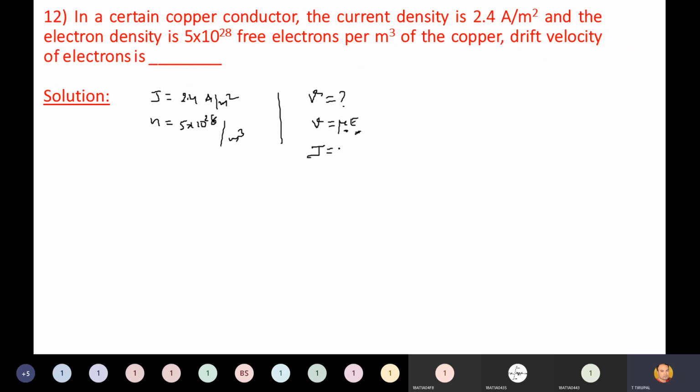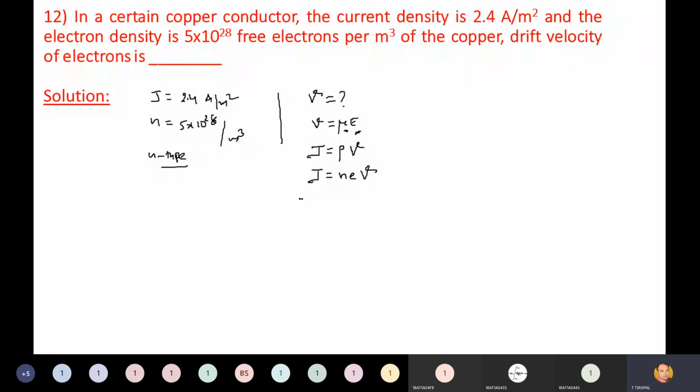J is equal to, what is the other formula? We can write rho into V. J is equal to rho V is the other formula. What is rho? Electron density is given, which means what type of semiconductor is it? It is N-type semiconductor. Electron density is given, no? So therefore J is equal to N e V.